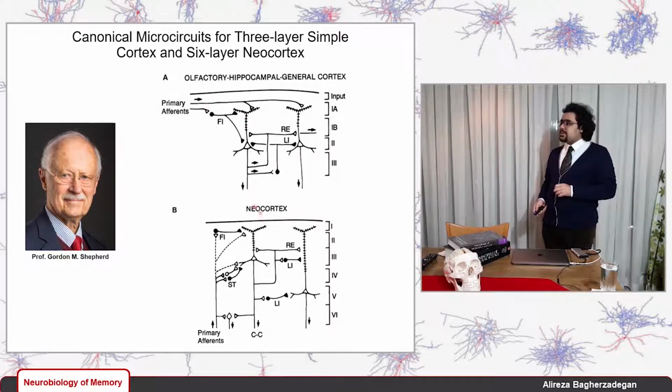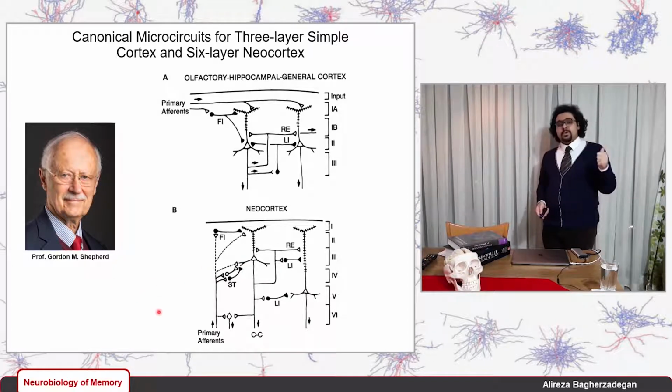And then we have a canonical microcircuit suggested for the neocortex, which has 6 layers, more layers, and it's way more complicated, but we still have those iconic neural circuits like recurrent excitation, lateral inhibition, and feed-forward inhibition.